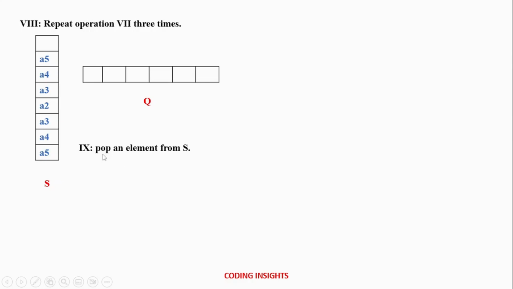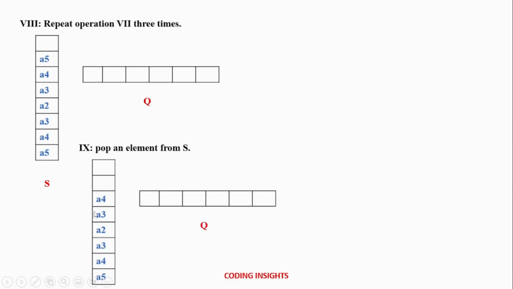The ninth operation is pop an element from S. We have to pop an element from the stack. So A5 will be popped from the stack. So we have all the elements till A4 and the queue remains empty. And the last operation is pop an element from S.